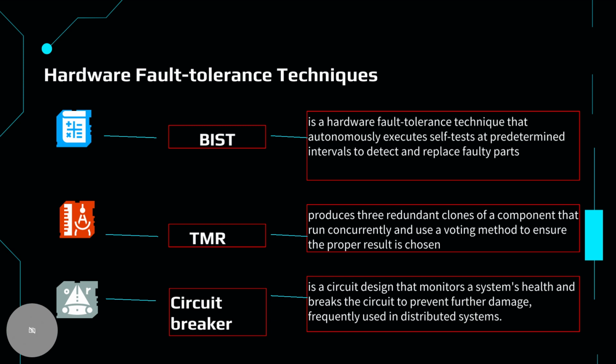To elaborate on the hardware fault tolerance techniques, we'll start with the built-in self-test, which is a hardware fault tolerance technique that autonomously executes self-tests at predetermined intervals to detect and replace faulty paths. The second one is triple modular redundancy, which produces redundant clones of a component that run concurrently and use a voting method to ensure the proper result is chosen. The last one is the circuit breaker, which is a circuit design that monitors a system's health and breaks the circuit to prevent further damage, frequently used in distributed systems.